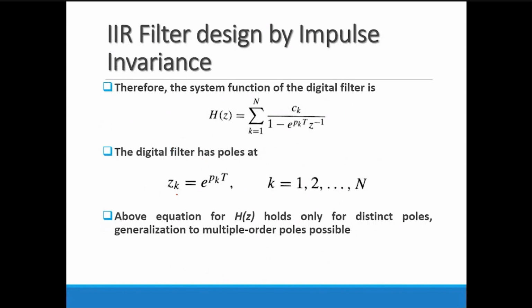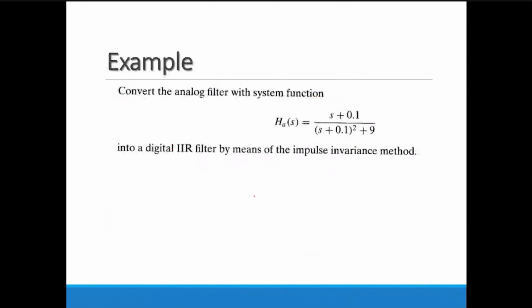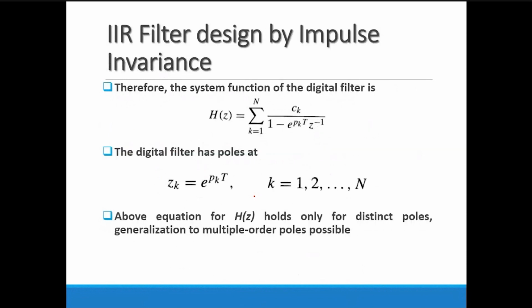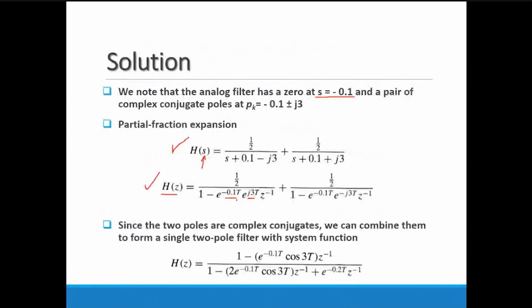e raised to p k T means e raised to the pole location. So here you have to apply the pole location, that is minus 0.1 plus or minus j3. So we have applied 1 by 2 divided by (1 minus e raised to minus 0.1 T into e raised to j3T into z inverse) plus 1 by 2 divided by (1 minus e raised to minus 0.1 T into e raised to minus j3T into z inverse).